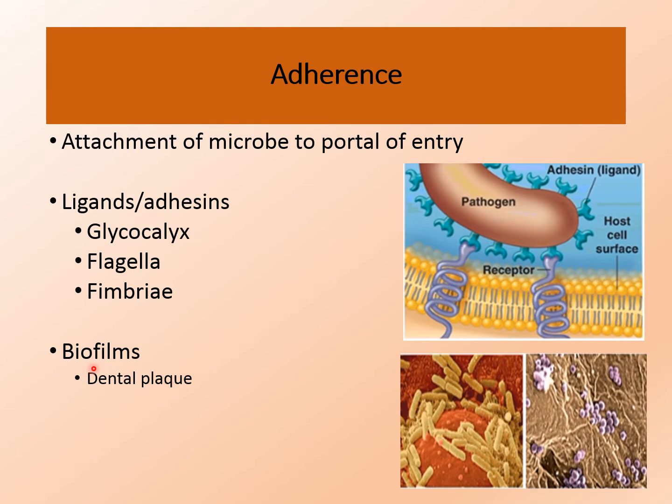The second type of adherence can be through biofilms. These biofilms are communities of microbes and extracellular substances which help them adhere to both living cells and non-living surfaces. An example is dental plaque.